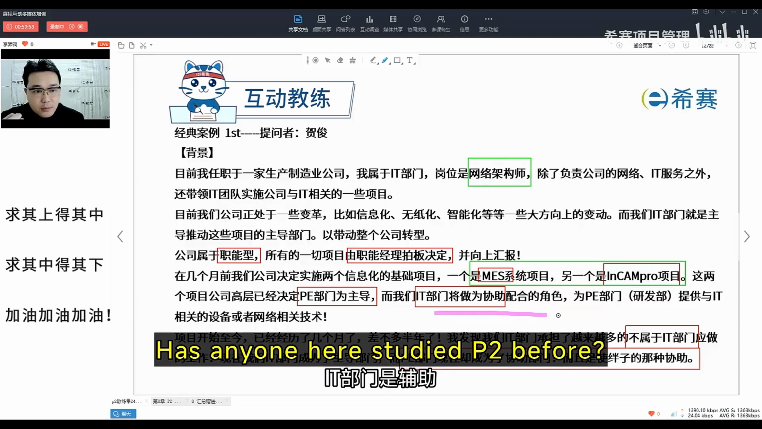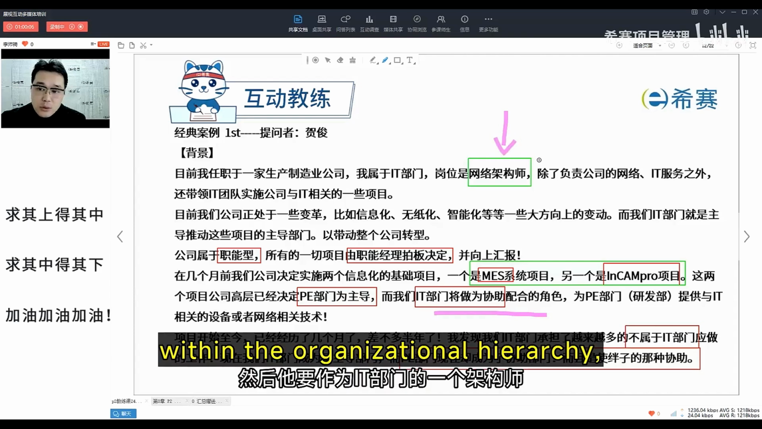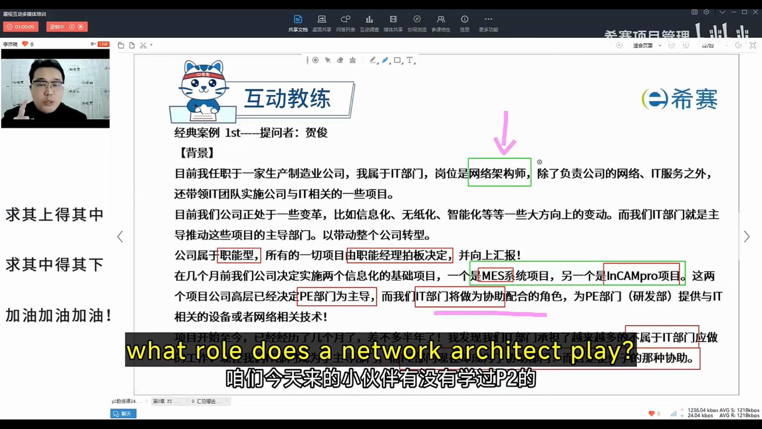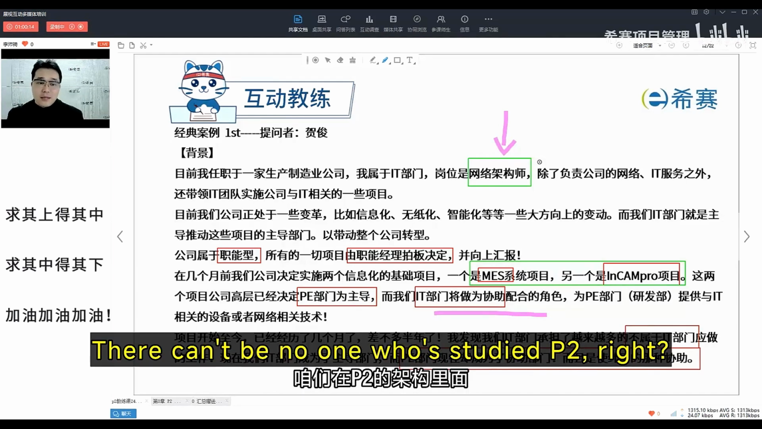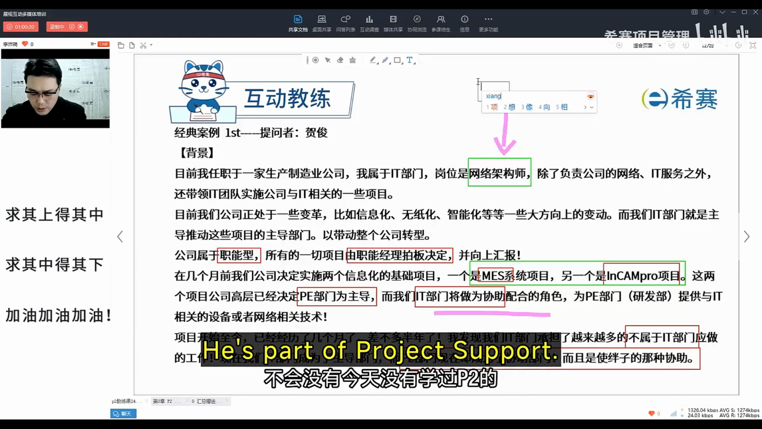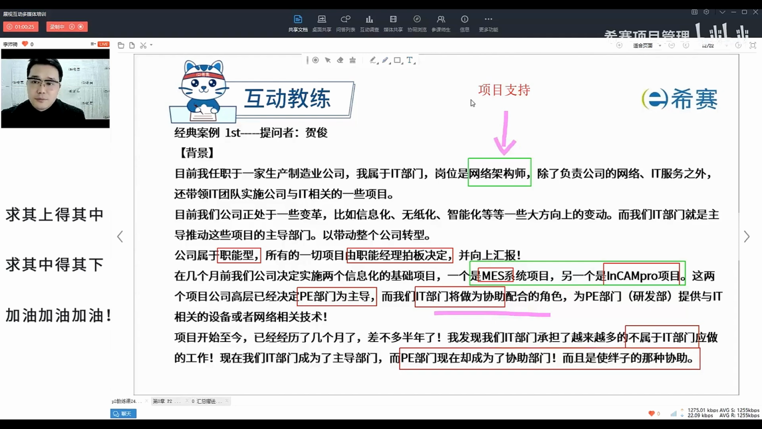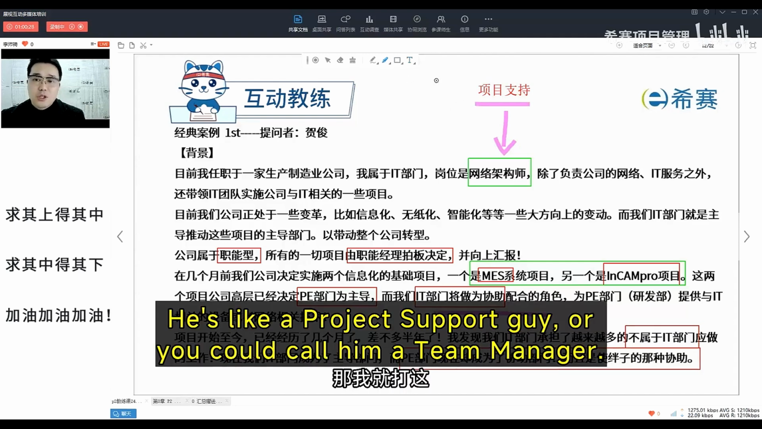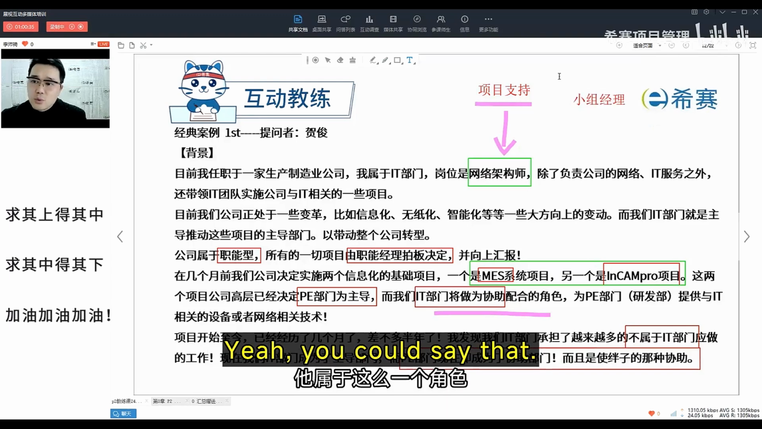Has anyone here studied P2 before? In the P2 architecture, within the organizational hierarchy, what role does a network architect play? There can't be no one who studied P2, right? Alright, I'll just go ahead then. He's part of project support. That's the role he plays. He's like a project support guy, or you could call him a team manager. You know, that kind of role. Yeah, you could say that.